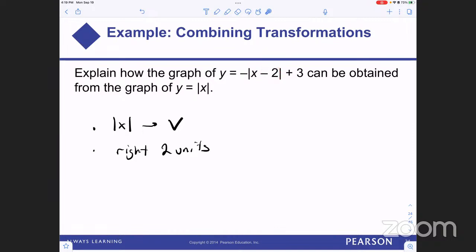So the next manipulation to consider is this negative on the outside of our basic function. Outside manipulations only affect the y, so it's going to cause a vertical change and tends to follow our intuition. So if our y is going from positive to negative, then that's going to cause it to flip vertically. Flip over the x-axis. Okay. And then that +3 tells us to go up 3 units.